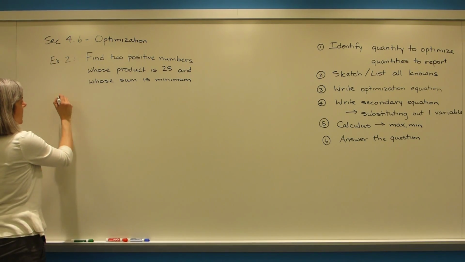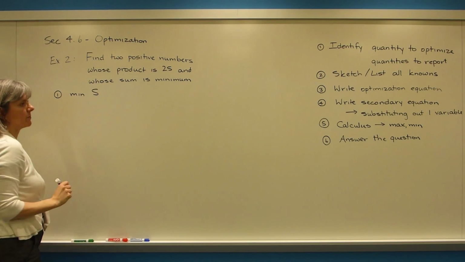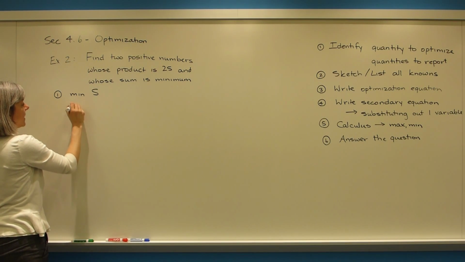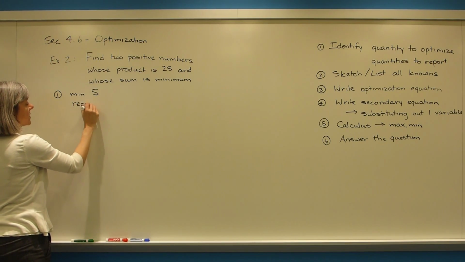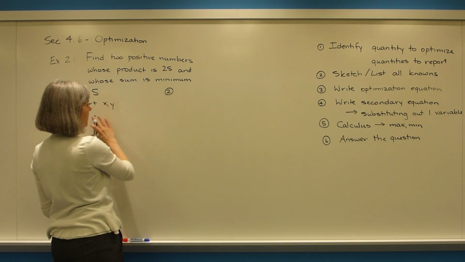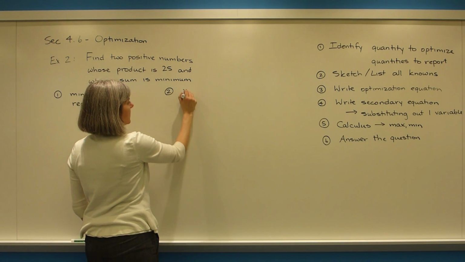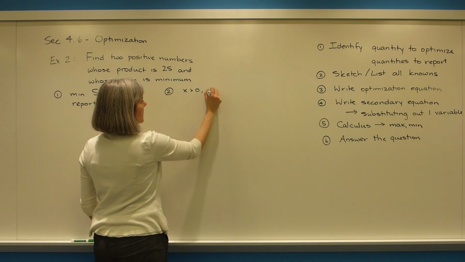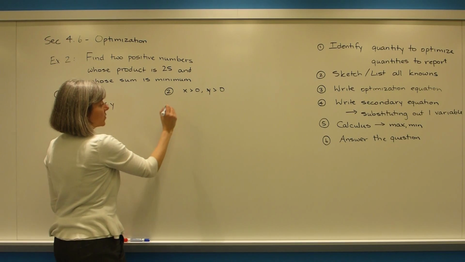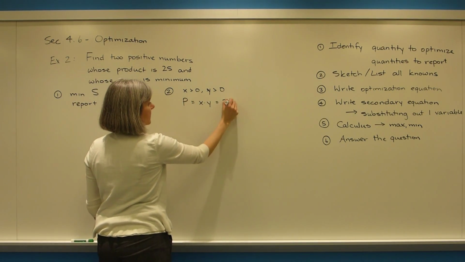Okay, so step 1. What are we trying to do? We are trying to minimize the sum. And what are we trying to find? 2 positive numbers. So we're looking to find, to report x and y, but we know a little bit here. So over here is our find set. Here's our known set. We know that x and y are both greater than 0. What else do we know? The product is 25. The product, x times y, is 25.